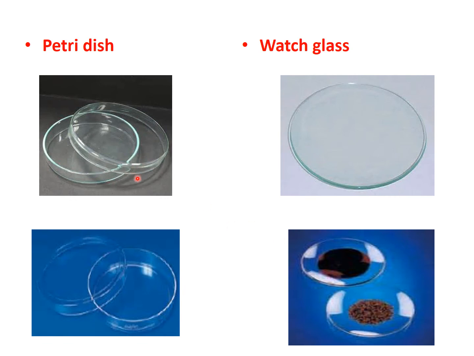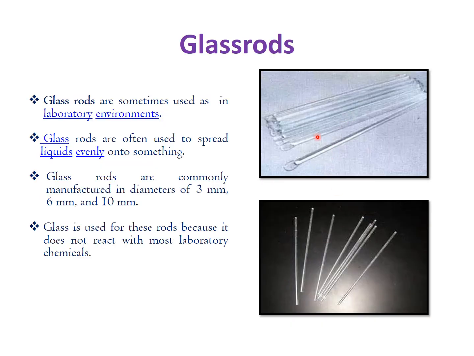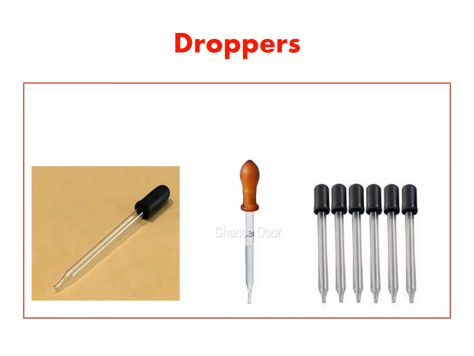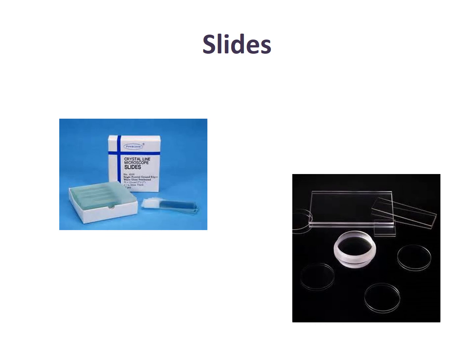Now these are Petri dishes, in which sensitivity tests in microbiology or such types of practicals can be done. And these are watch glasses. Then these are glass rods, which help us to shake the solution, spread liquids evenly, and stir. Then these are funnels, which help to filter the solution. These are droppers, which help to drop the solution. And these are slides.